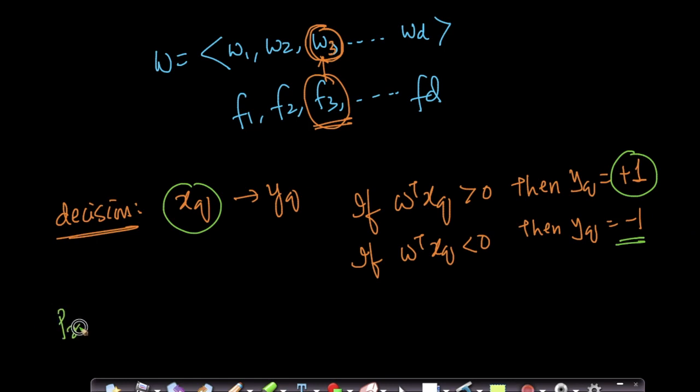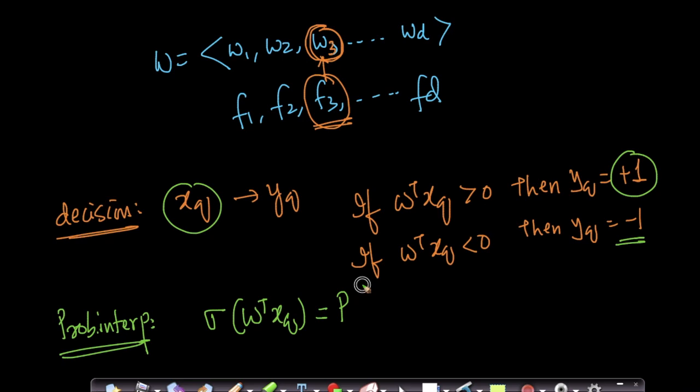We also saw the probabilistic interpretation when we learned about the sigmoid function. The probabilistic interpretation is that the sigmoid function of W transpose XQ is equal to the probability that my YQ is positive class. We saw this when we learned about the need for the sigmoid function. So this is a probabilistic interpretation. This is the simple decision. If you want to decide plus or minus, this is what you would do.